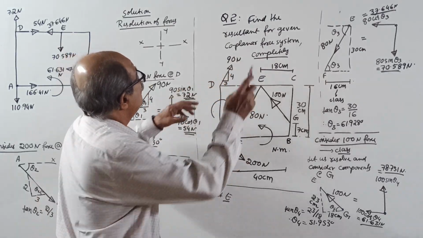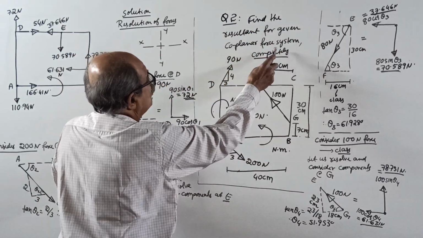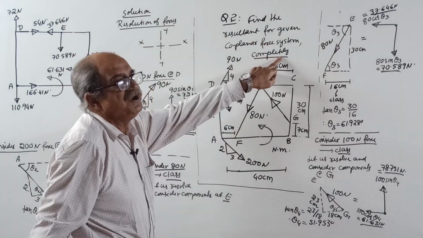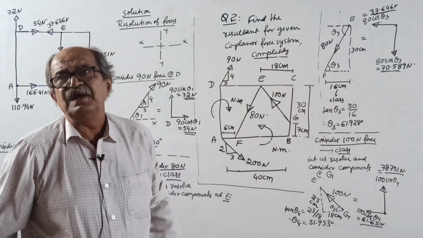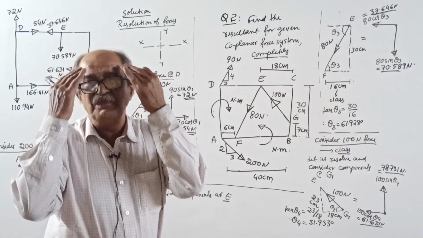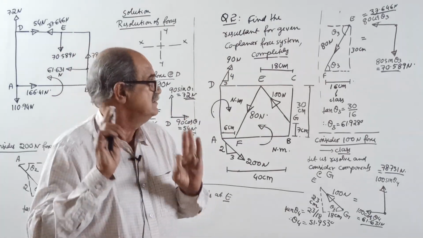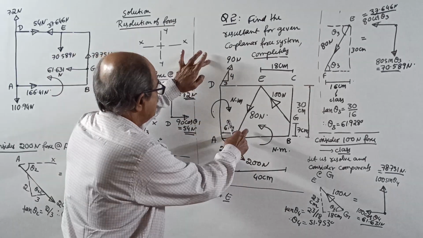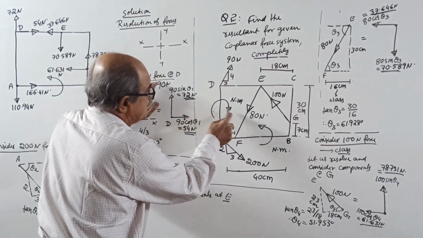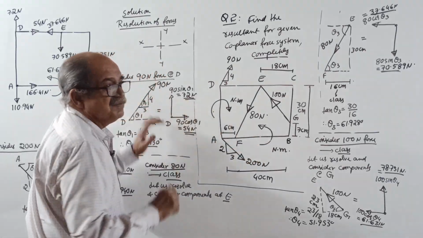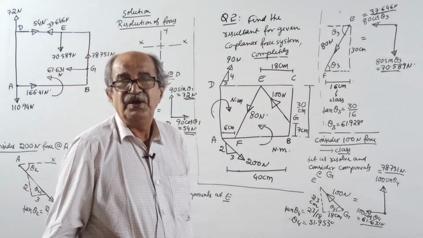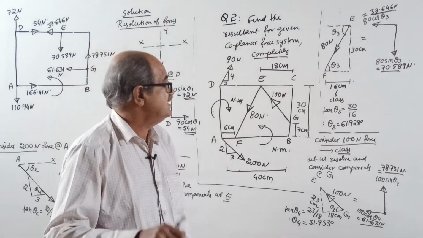Okay, now find the resultant for the given coplanar force system completely. Now I won't tell. Those who want to write completely, how many times am I telling: magnitude, direction and line of action. Start. Force system given here. These 2 couples I kept pending because I want to adjust them. I will tell you why.